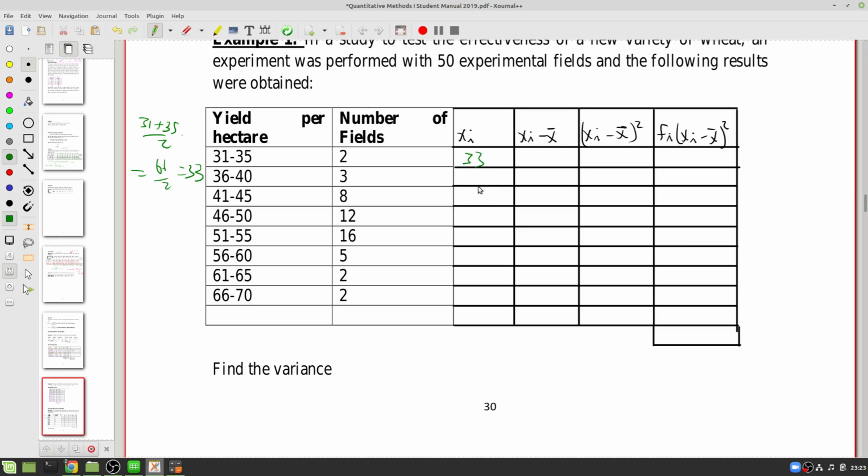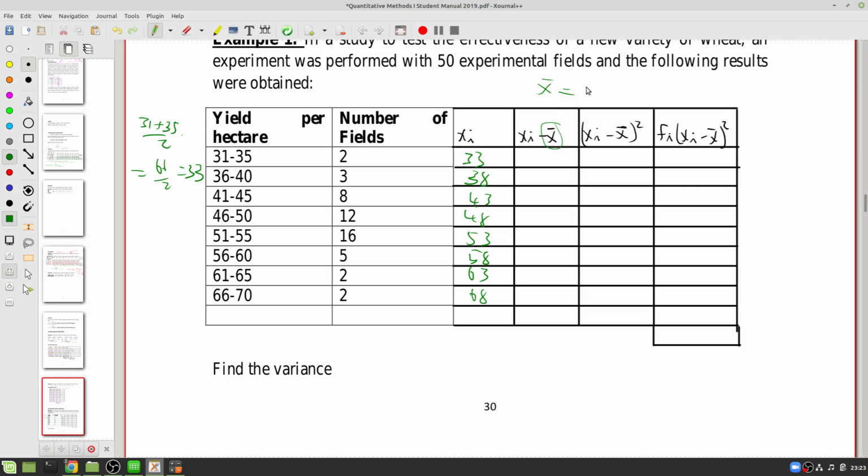So you just find the midpoint for each of these things. So this will be 38 for that one, 43 for this one, 48. So it's actually a nice pattern. It just keeps going in this way. 53, 58, 63, 68. So there are the xi's. Then you go xi minus x bar, and again x bar, we did that already in the previous lesson. How do you calculate the mean of group data? You find your x bar, then you just say the xi minus x bar.